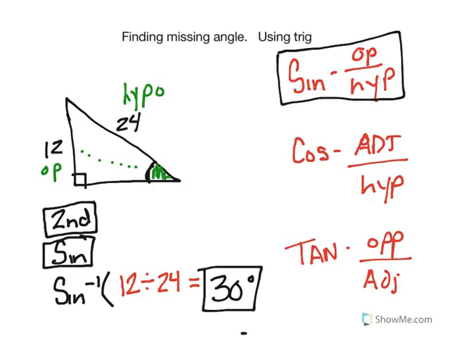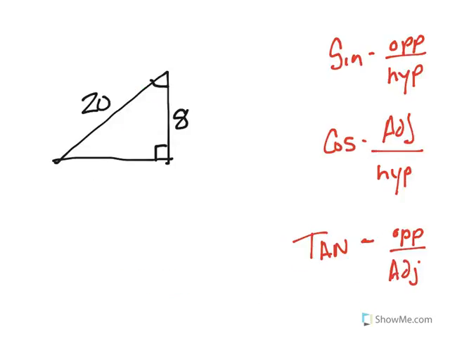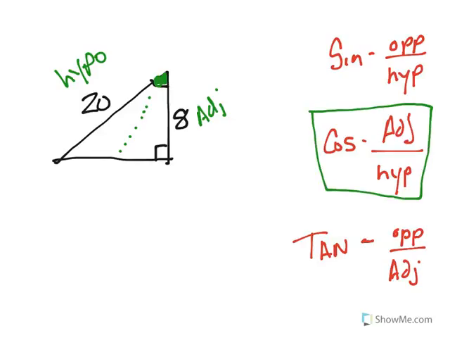Hope that wasn't too bad. So let's go ahead and take a look at the next one. I'm going to use this angle that I've identified, and I'm going to pick the location of these two pieces, 20 and 8, hypo. I'm not going to be using the opposite this time because it's blank, so I will be using adjacent. So I'm going to use cosine because it's adjacent and hypo.